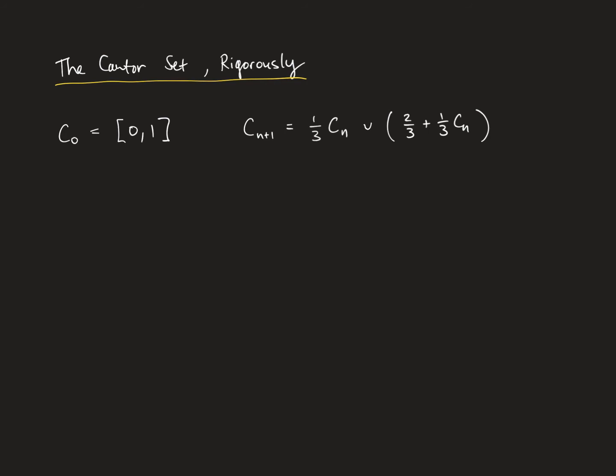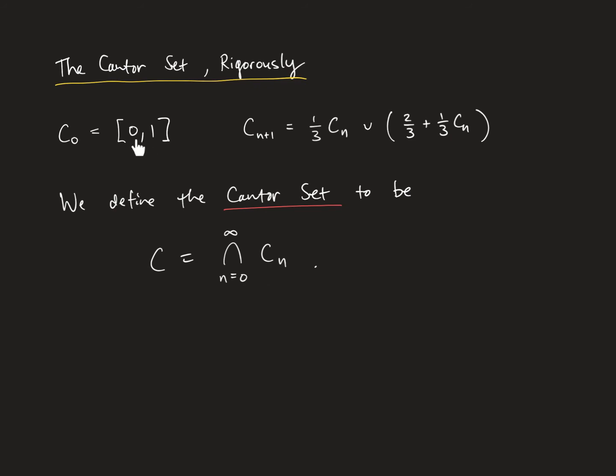And so we're going to define the Cantor set to be the set C, which is the intersection, n equals 0 to infinity, of all of these Cn's. What we're going to argue is that all of these sets are nested inside of each other. And so what we're going to have is a nested sequence of closed and bounded sets.